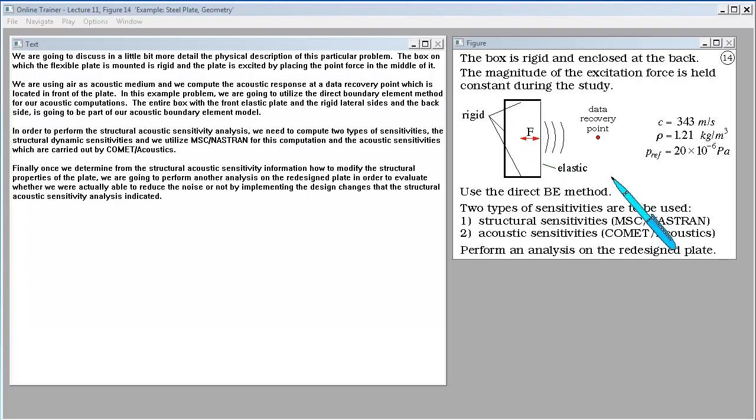In order to perform the structural acoustic sensitivity analysis, we need to compute two types of sensitivities: the structural dynamic sensitivities, and we utilize MSC Nastran for this computation, and the acoustic sensitivities, which are carried out by Comet Acoustics. Finally, once we determine from the structural acoustic sensitivity information how to modify the structural properties of the plate, we are going to perform another analysis on the redesigned plate in order to evaluate whether we were actually able to reduce the noise or not by implementing the design changes that the structural acoustic sensitivity analysis indicated.